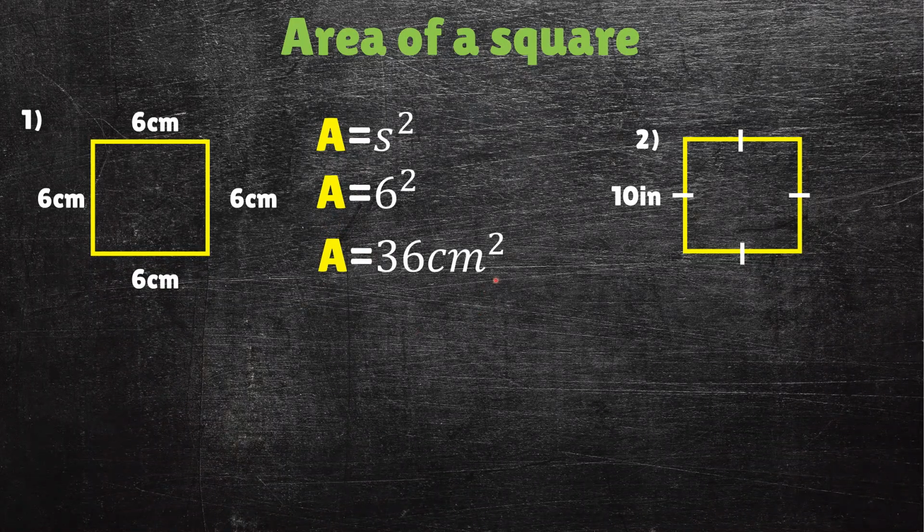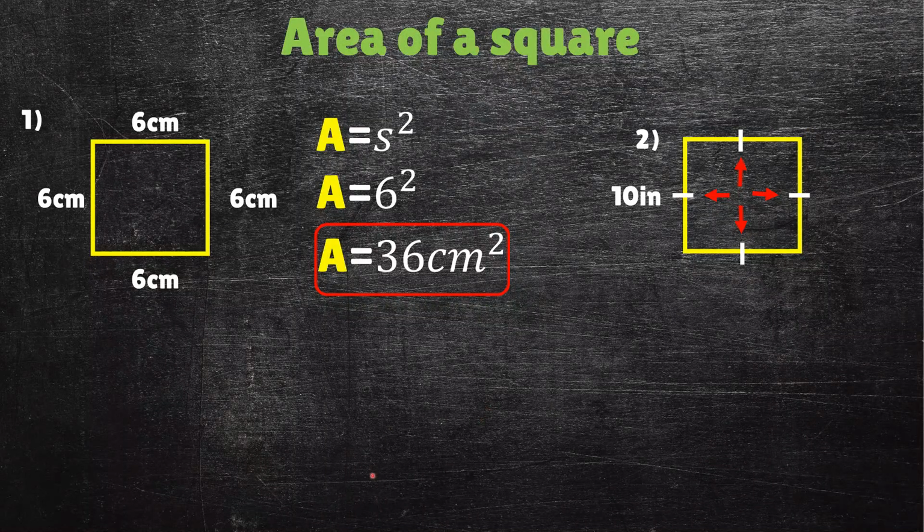Now, let's move on to number 2, where we have a square with sides that are 10 inches. You will notice that we only have one side labeled, and that's because this is a square, and we know all of the sides are going to be the same. They are all going to be 10 inches. The tick marks on each side of the square show us that they are all the same.